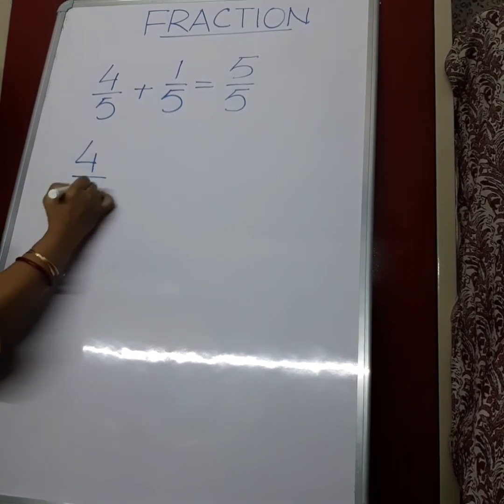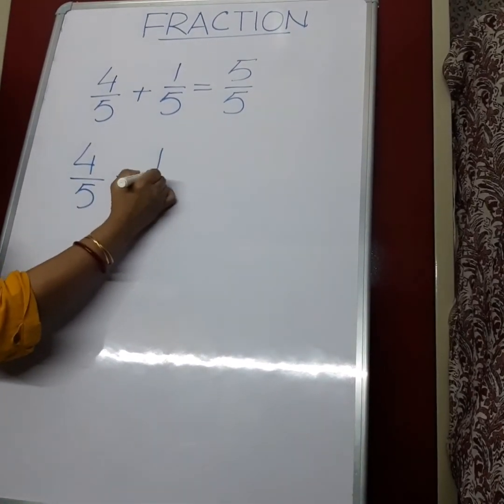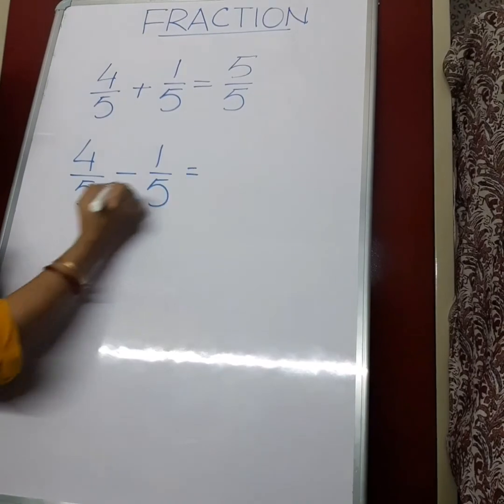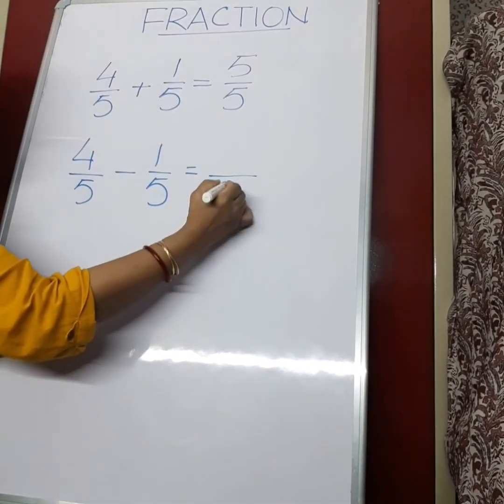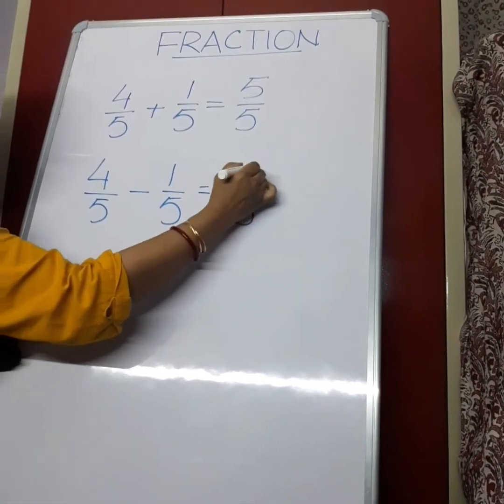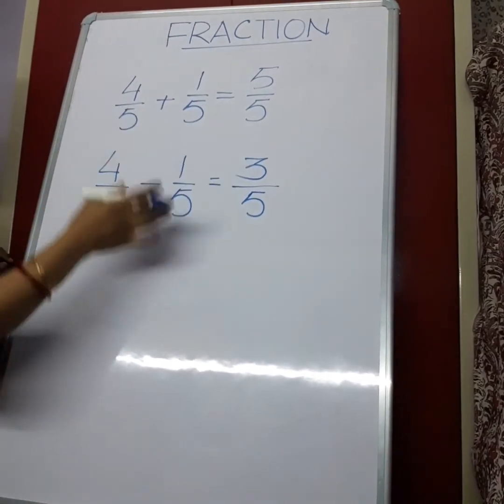Even in subtraction of like fractions, the denominator remains the same and we subtract the numerators. Let's see it in the picture.